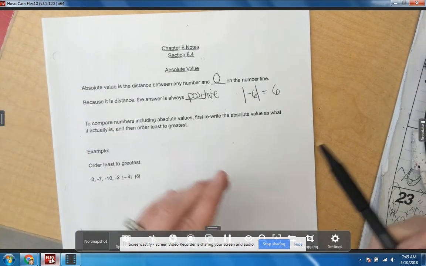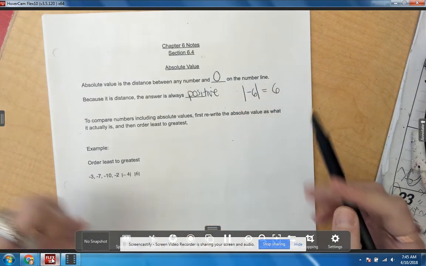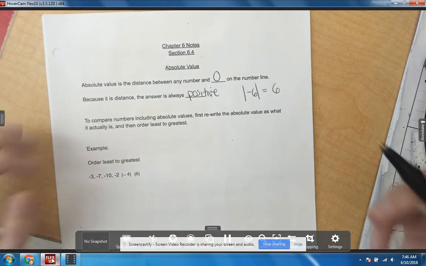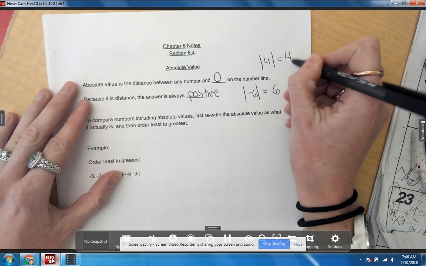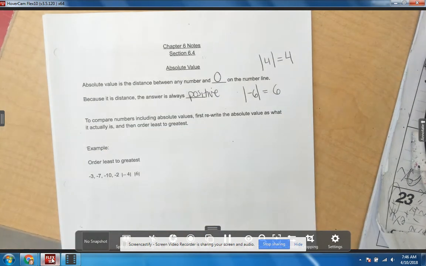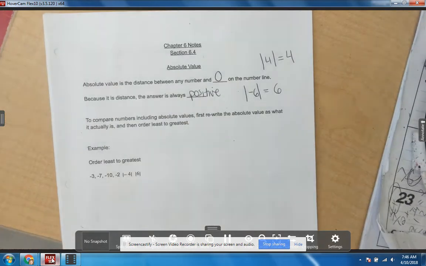Basically, what you do is you make the number inside the parallel lines a positive number. If it already is a positive number, you keep it positive. So for example, if you saw something like this, the answer would still be +4. Because that means how far away from 0 is 4, and it's 4 spots away from 0. So no matter what, whatever is inside the parallel lines, you make it a positive number, okay?